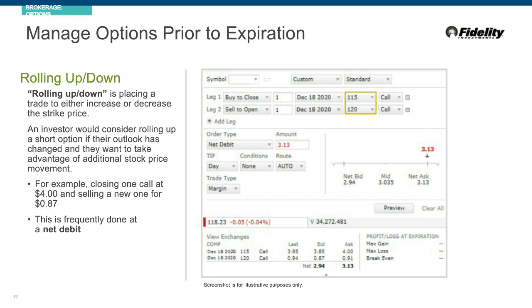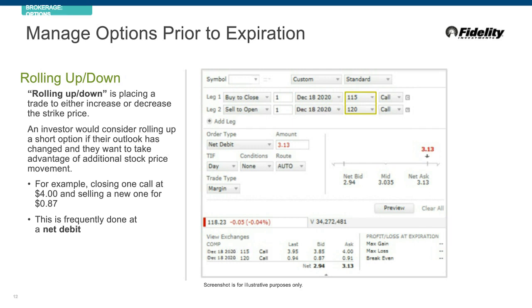Sure, we are going to have to pay a net debit. We're going to pay to get this trade in place, but that does not make it a bad trade. In fact, it gives us the ability to profit that difference, that $5 of higher strike price minus our $3.13 of cost. We have the ability to continue to profit an additional $1.87 if the stock ends at 120 or higher, given this trade.